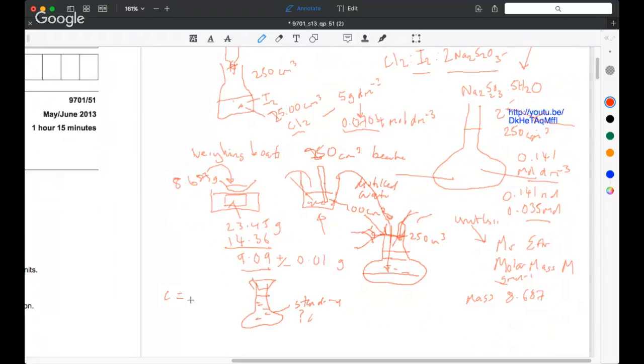So your volumetric flask is 250 centimeters cubed. Your mass was that. And you know your molar mass over here. It's 248. So can you work out a concentration then for that standard solution?